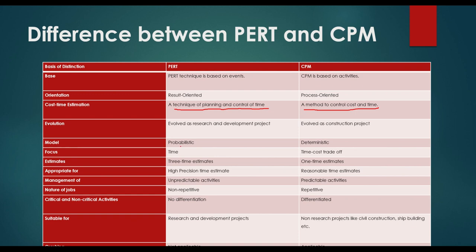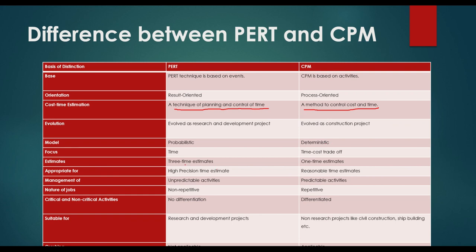So PERT is more probabilistic because it is of the planning stage. Planning requires lots of probabilities. That's why it is a probabilistic model. But CPM is not about planning, it's about implementation, right? So when something is about implementation, it is more deterministic.